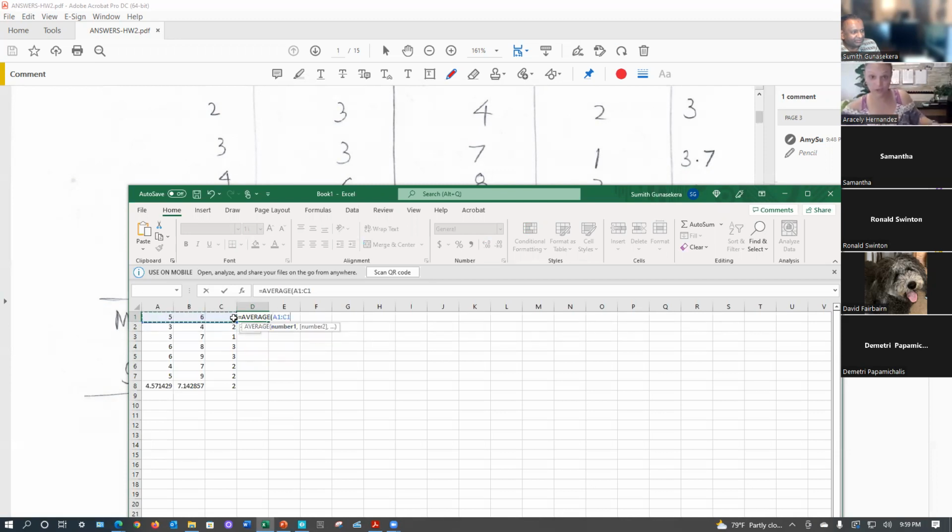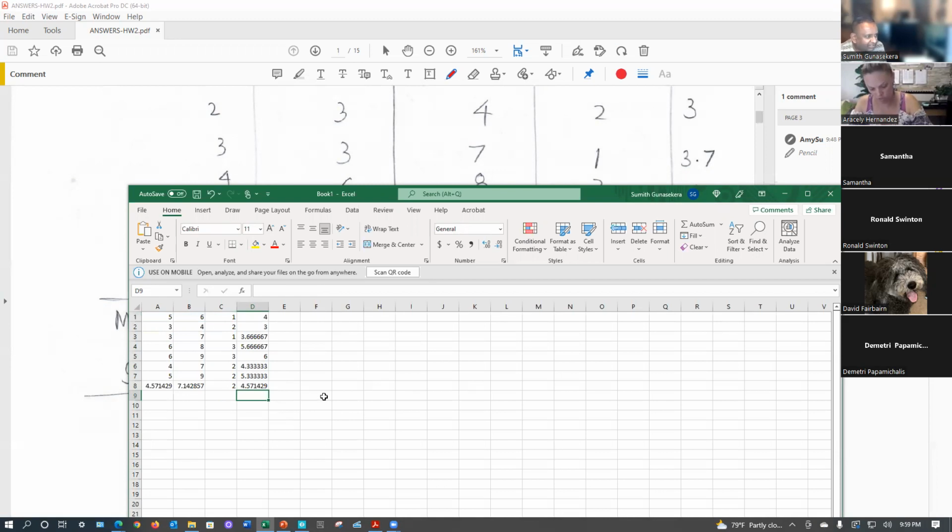So see, it's going to fill. Boom. The last one we don't need. See, it's the grand mean as well, grand mean and everything in one shot. And then you're going to format them all to one decimal place.